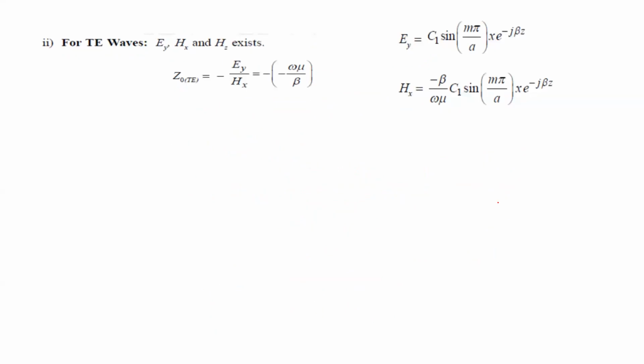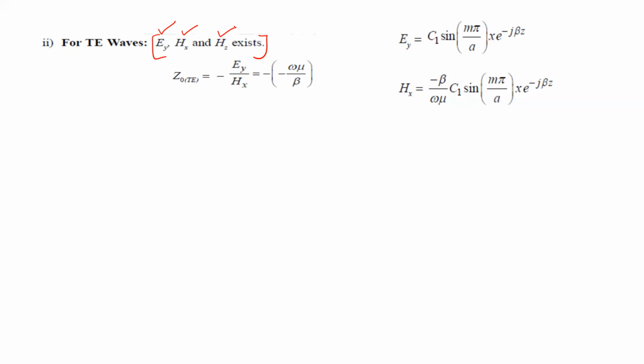Now we are going to derive the characteristic wave impedance of TE waves, and in TE waves these three field components will be existing. That is, we will be having equation for Ey, Hx and Hz. Only these three field components will be existing.